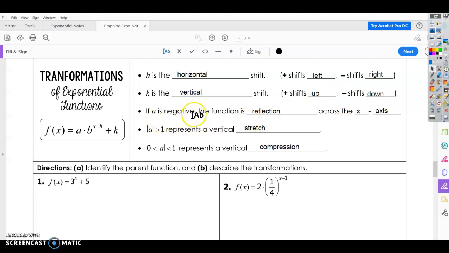If a is negative, the function is a reflection. So if the number in the front of the equation here is negative, it's going to reflect across the x-axis. If the absolute value of a is greater than 1, that represents a vertical stretch. If the absolute value of a is between 0 and 1, that represents a vertical compression. Make sure you have these notes and refer to them when you want to, but we're now going to start graphing.